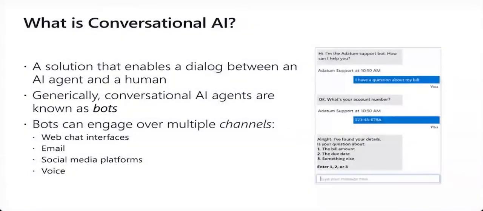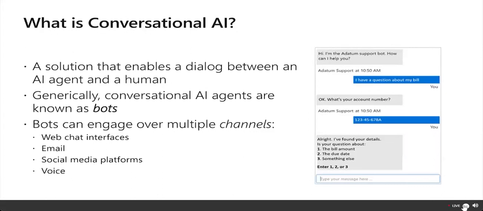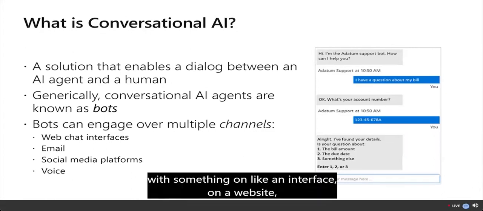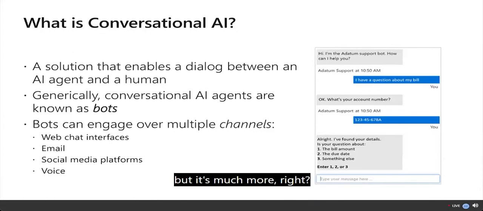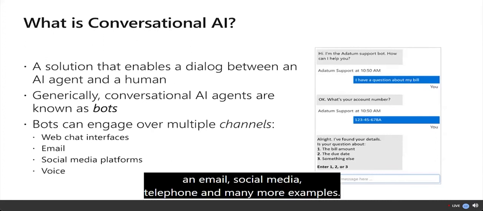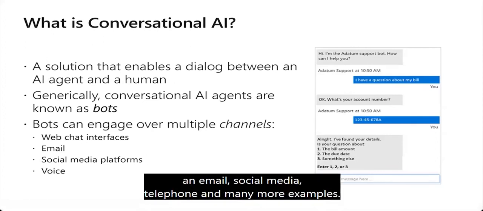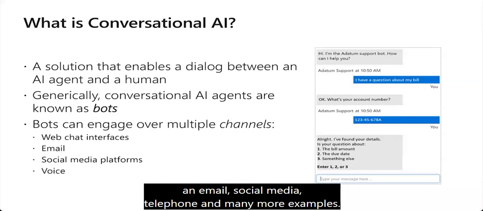Because again, what is conversational AI? Well, conversational AI builds on other AI workloads, in particular natural language processing, but also a bit of machine learning and sometimes also computer vision. And in general, when people use the term conversational AI, they're referring to bots. About bots, often people associate the term bot with something like an interface on a website, but it's much more, right? It can be on an email, social media, telephone, and many more examples.